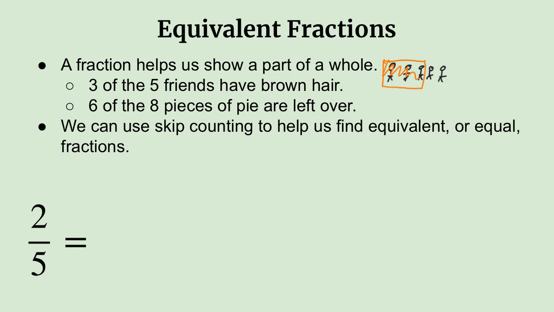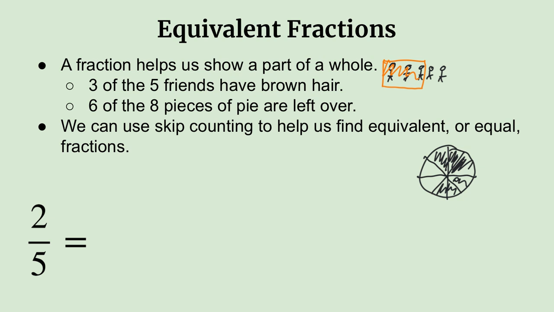Or we might be talking about a piece of the pie. So if we take the whole pie, split it up into 8 pieces. So there's 2, 4, 6, 8 pieces. And 6 of the 8 pieces are still there. That means 2 of them are gone. So there's 1, 2. That would be 6 of 8. Okay, so fractions help us show parts that are less than 1, parts of a whole.